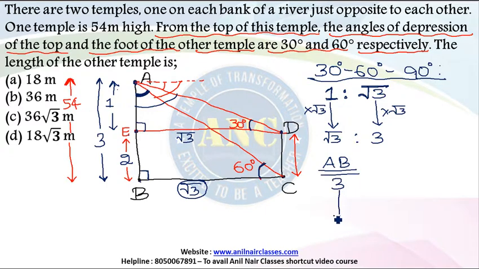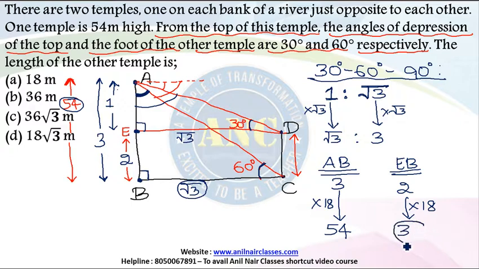According to the question, AB is given as 54. 3 should become 54. Multiply by 18. Similarly, according to my assumption, EB value, which we want to find in the question, is 2 units. According to the question, how much they are asking, that also multiply by 18.